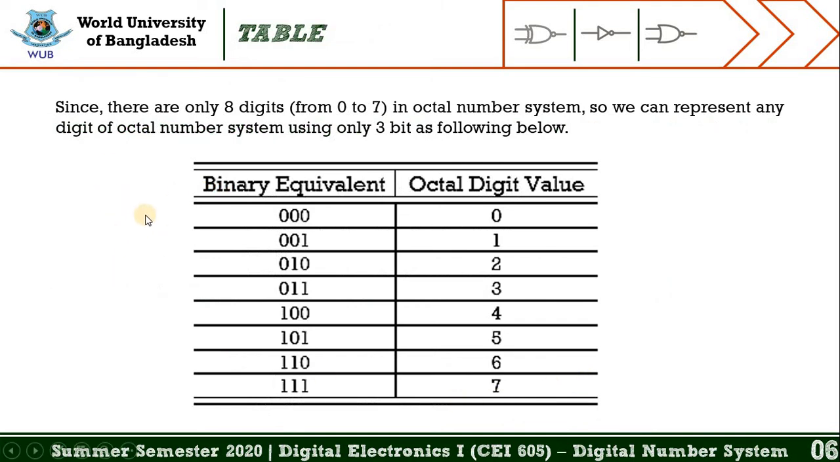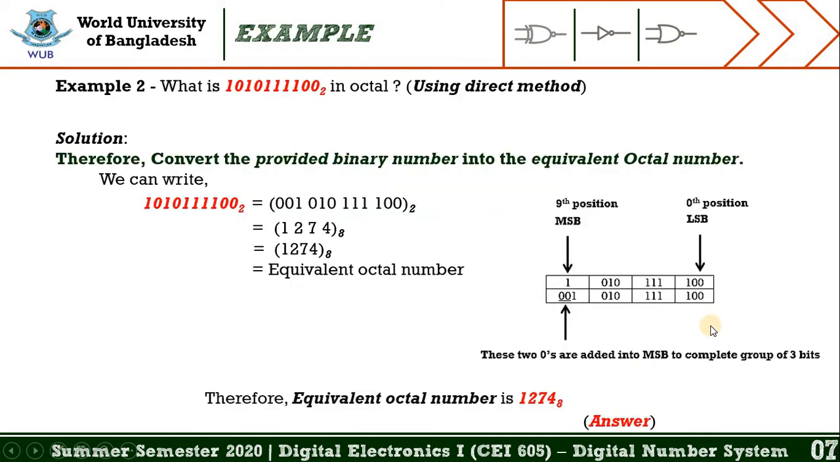This slide represents a conversion table between the octal digit value and its binary equivalent. For example, if the octal number is 4, then the equivalent binary number of 4 is 100, and so on. So let's move into the next slide.